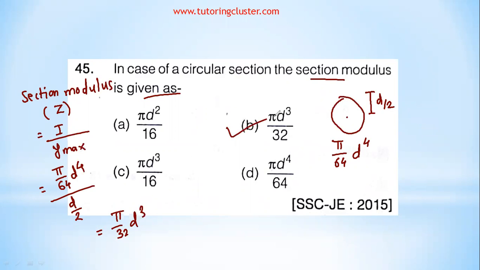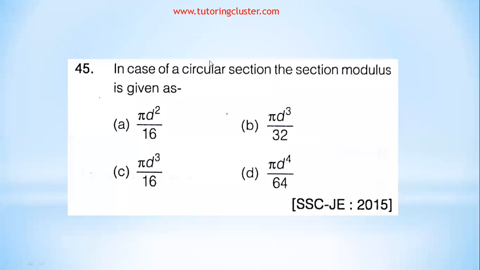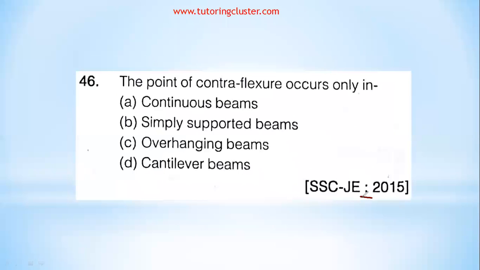Okay, section modulus is pi by 32 d cube. And what is the unit? Unit will be mm cube. So sometimes they may ask what is the unit of section modulus, right? Next, question number 46, asked in 2015. The point of contraflexure occurs only in.